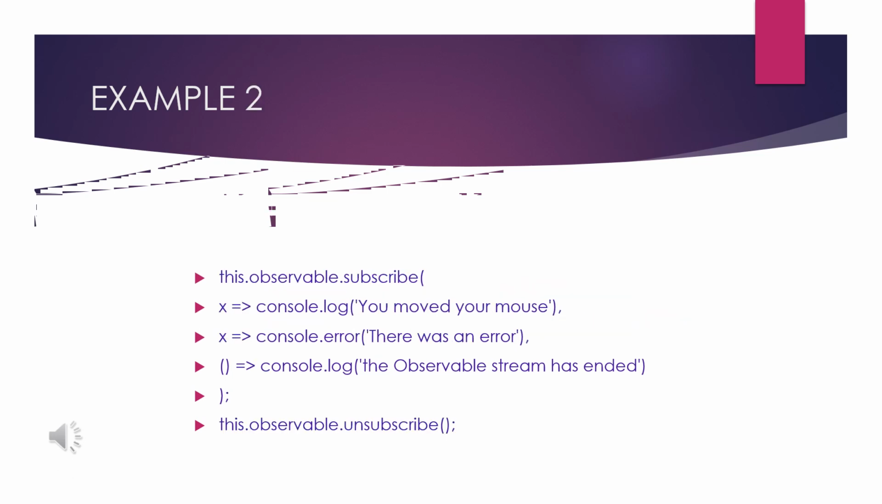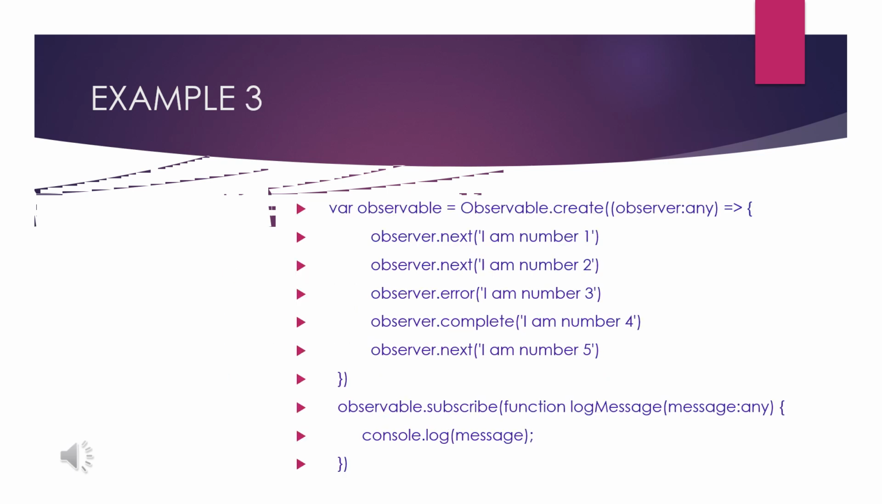Here the same example is rewritten, but we use a shorthand for these three methods: next, error, and complete. Next is replaced by an x, error is replaced by an x, and the complete method is replaced by empty parentheses. It works almost the same as the previous one, but this is a short syntax. So this is example 3.